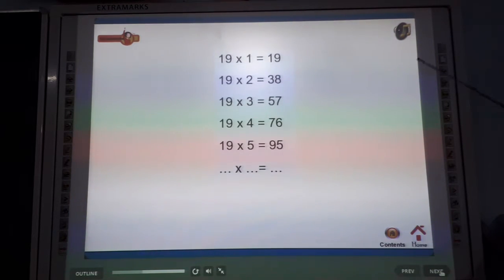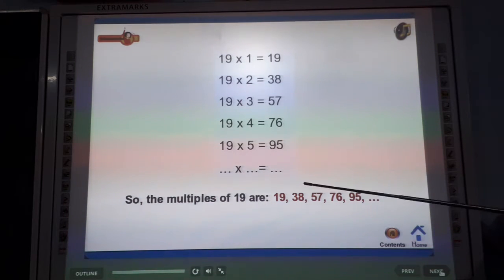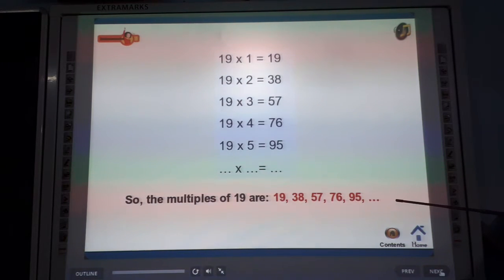Now next, 19 times 1 is 19, 19 times 2 is 38, 19 times 3 is 57, 19 times 4 is 76, 19 times 5 is 95 and so on. So the multiples of 19 are 19, 38, 57, 76, 95, and so on.